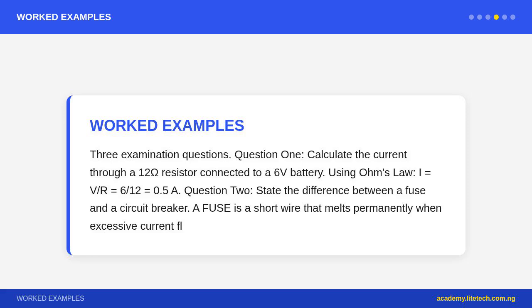Three examination questions. Question 1. Calculate the current through a 12 ohm resistor connected to a 6V battery. Using Ohm's law, I equals V/R equals 6/12 equals 0.5A.